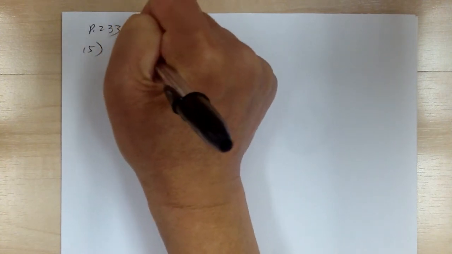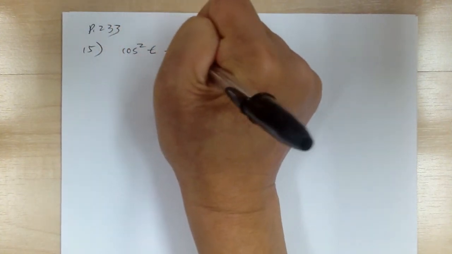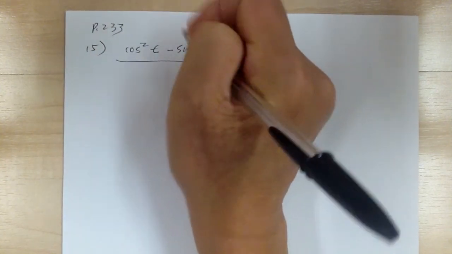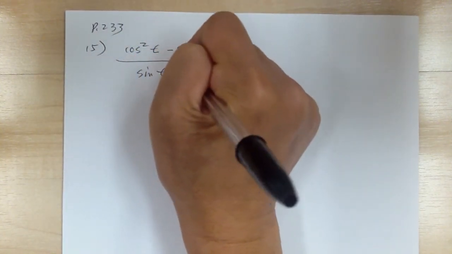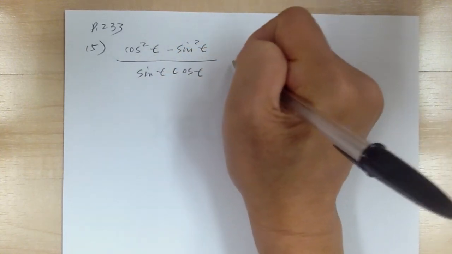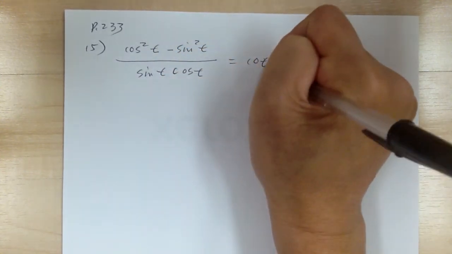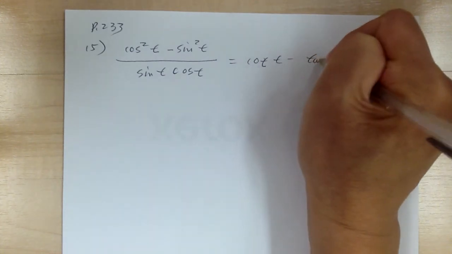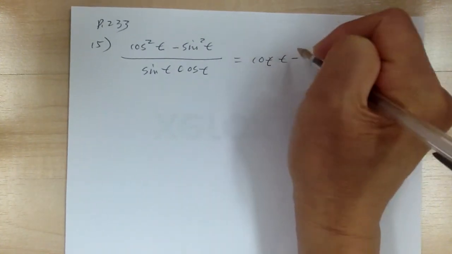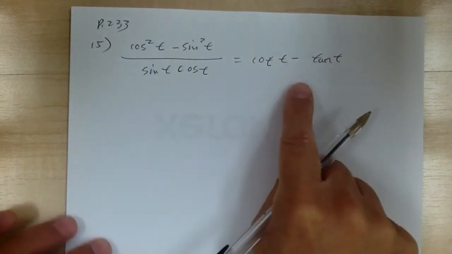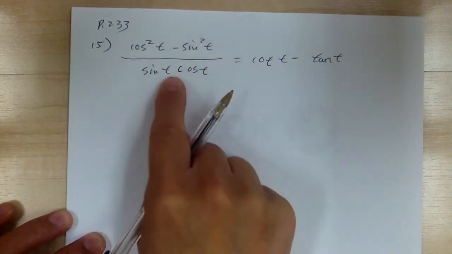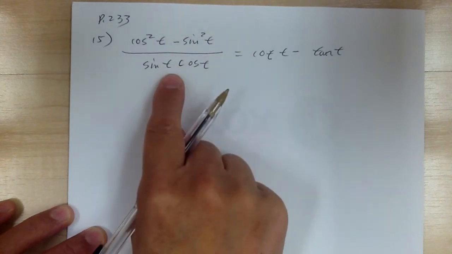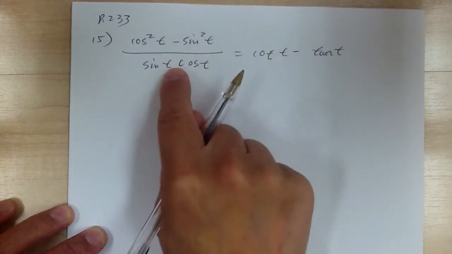You have cosine square of t minus sine square of t over sine t cosine t equal to cotangent t minus tangent t. Okay, so this one, if you notice that this is more complicated because you have fraction and you have terms and factors. So you want to change this side.